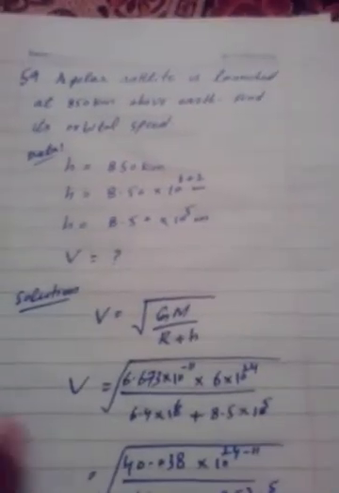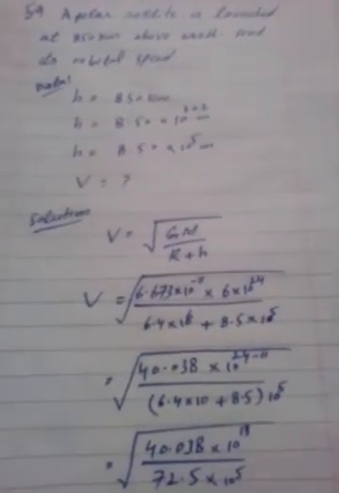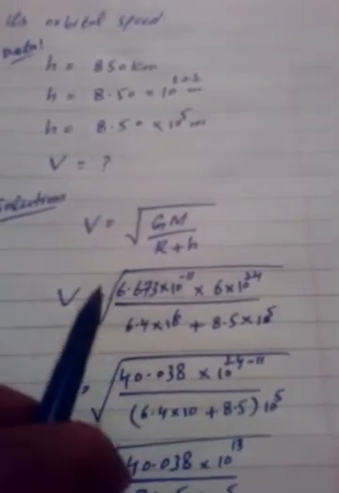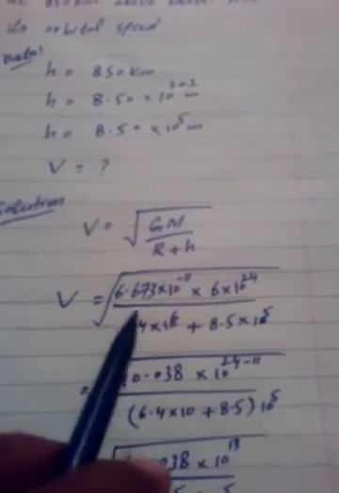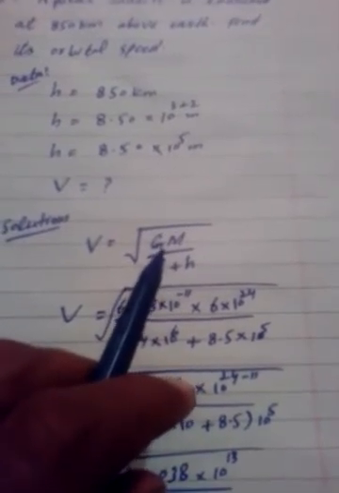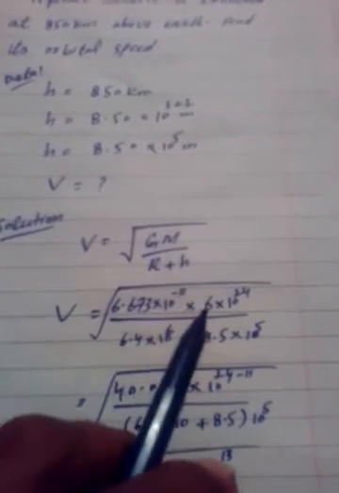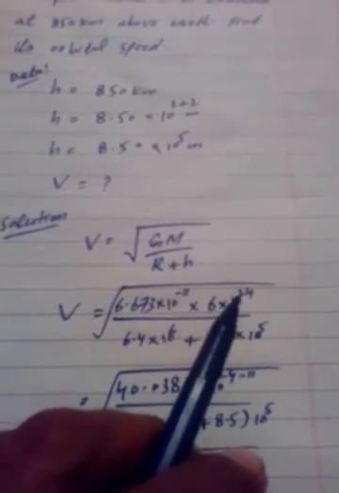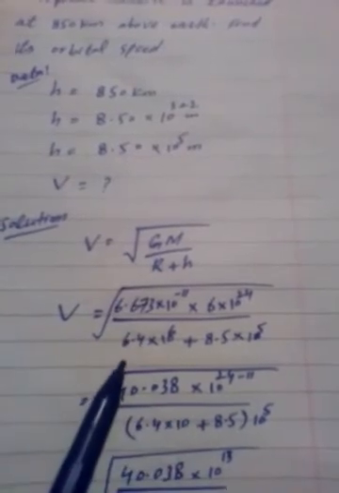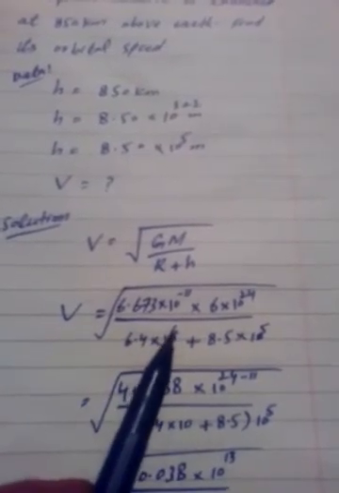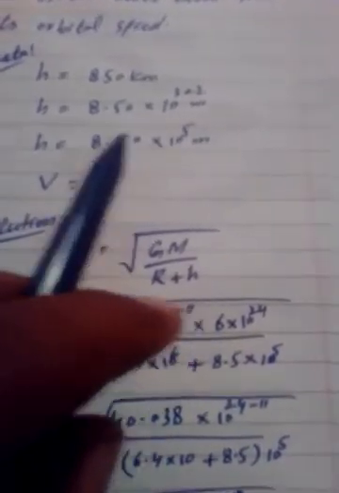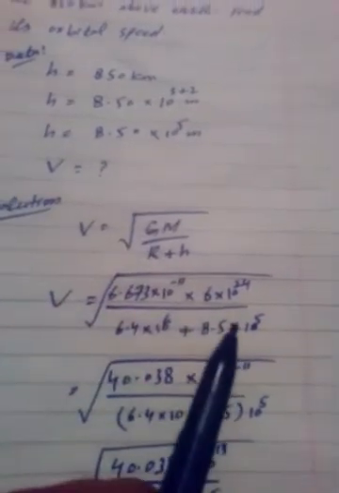Now we apply the formula to find the orbital speed. V is equal to root of GM over r plus h, whole root. The value of G is 6.673 multiplied by 10 raised to power minus 11, and M is the mass of the Earth, that is 6 multiplied by 10 raised to power 24, and r is the radius of the Earth, that is 6.4 multiplied by 10 raised to power 6, plus height, 8.50 multiplied by 10 raised to power 5.